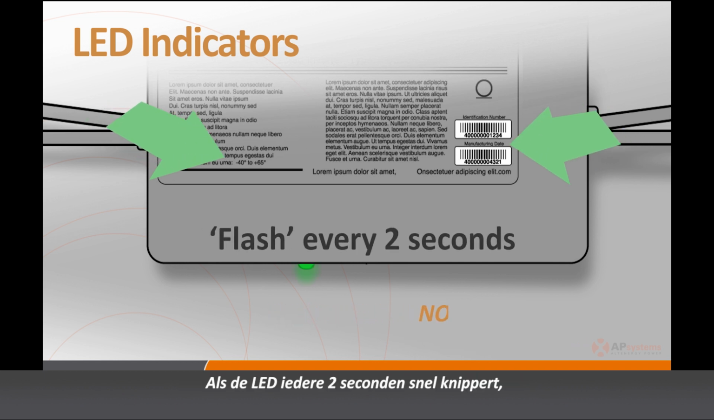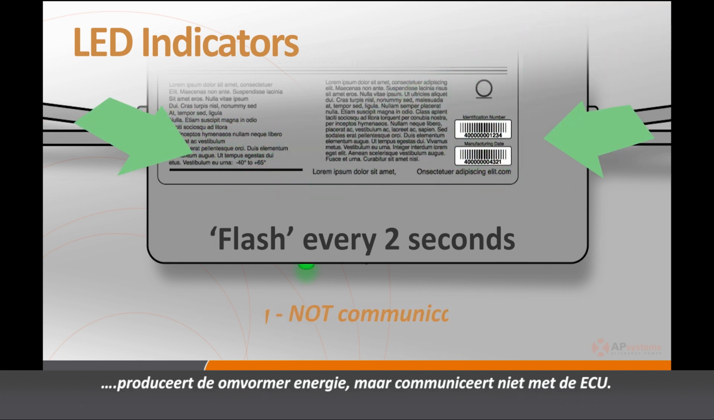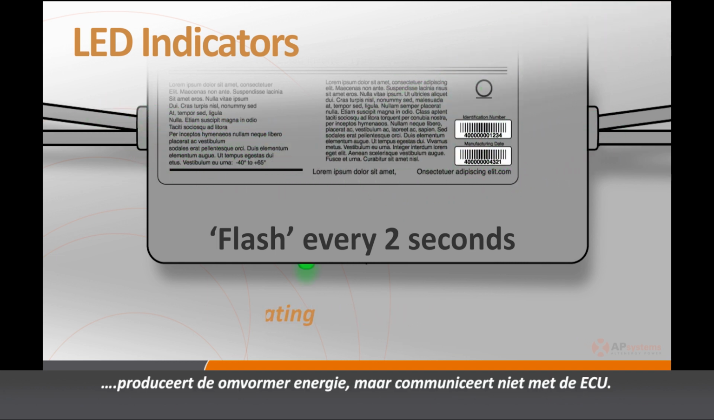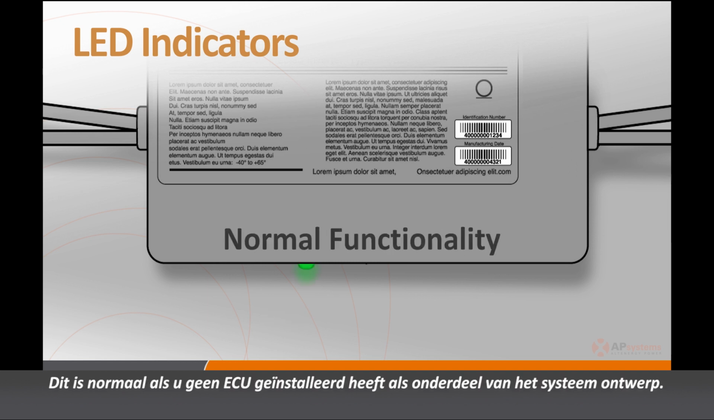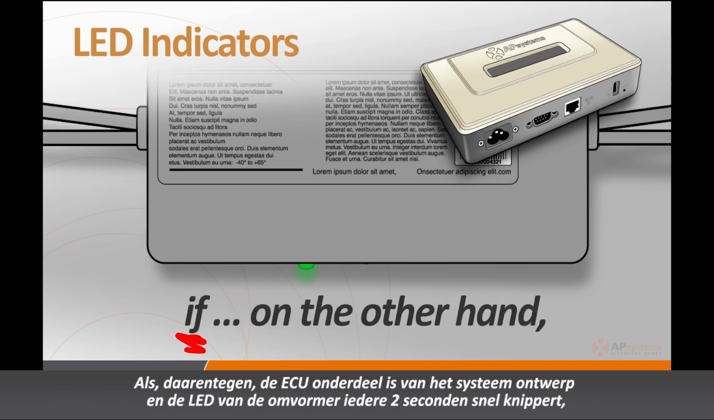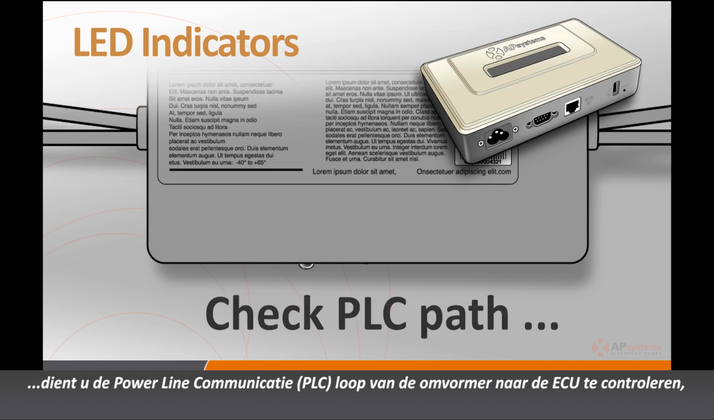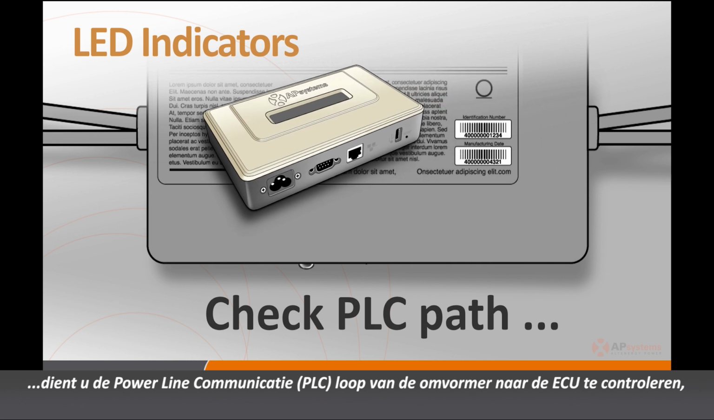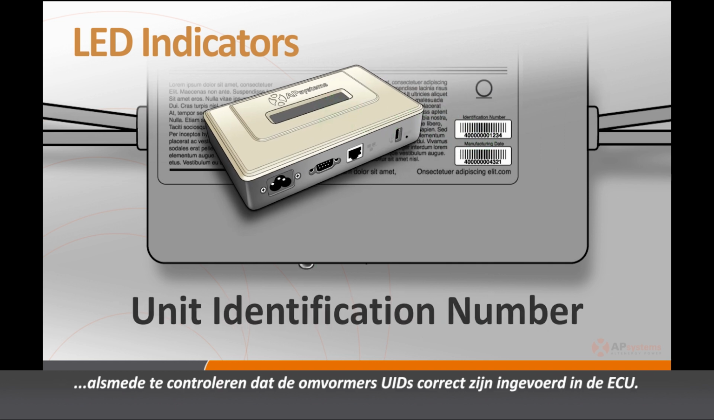If the LED is flashing green quickly, every 2 seconds, the inverter is producing power, but not communicating with the ECU. This is a normal condition if you have not installed an ECU as part of the system design. If, on the other hand, the ECU is part of the system design, and the inverter's LED is flashing green every 2 seconds, then you'll need to check the power line communication, PLC path, from the inverter to the ECU, as well as verify that the inverter UIDs have been correctly entered into the ECU.